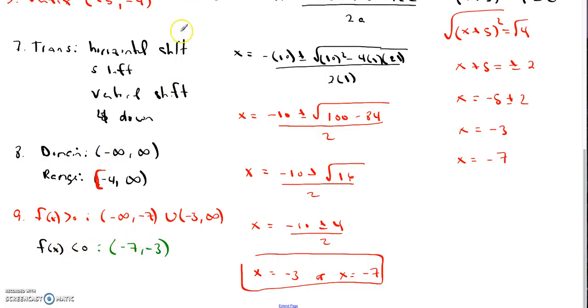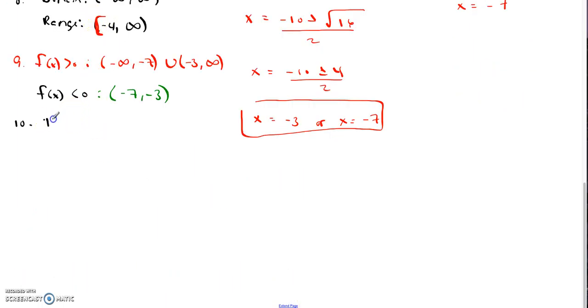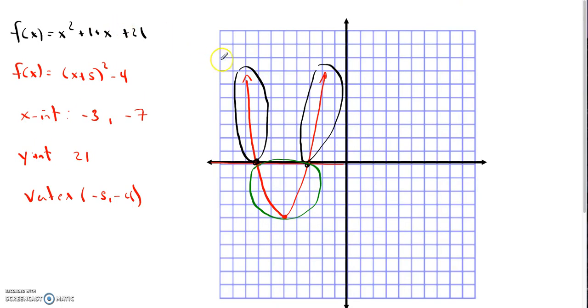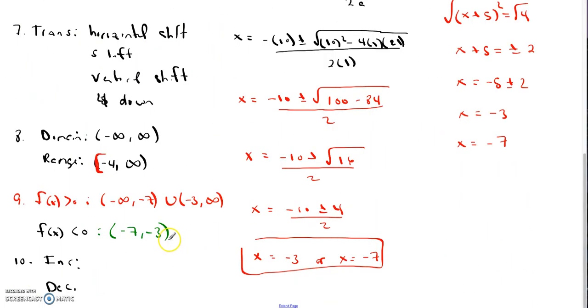Also then, where is the function increasing and decreasing? Look at my graph. It's decreasing from here all the way to the vertex. So it's decreasing from negative infinity all the way to negative 5. We always use the x value of the vertex. That's where it's decreasing. Where is it increasing? From the vertex to infinity. So using the x value of the vertex.